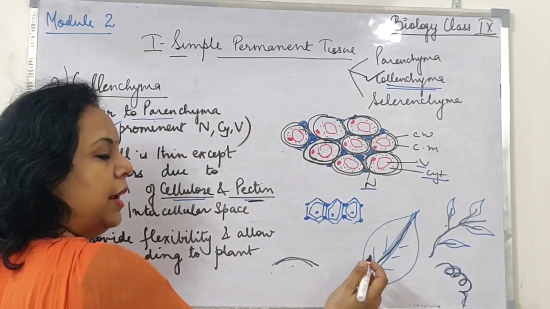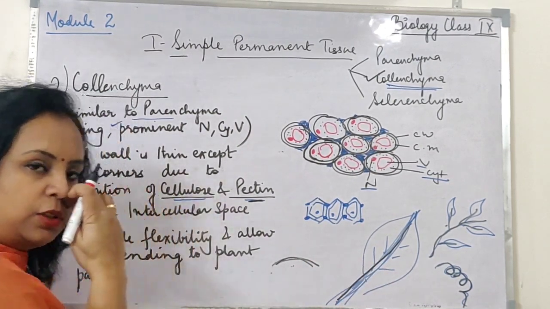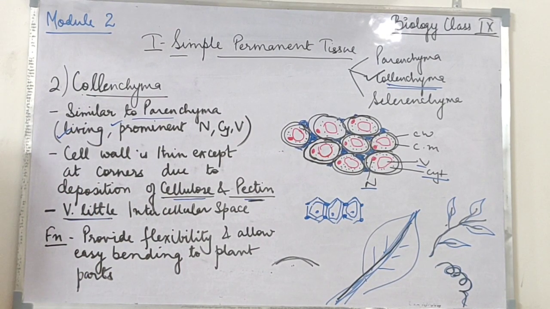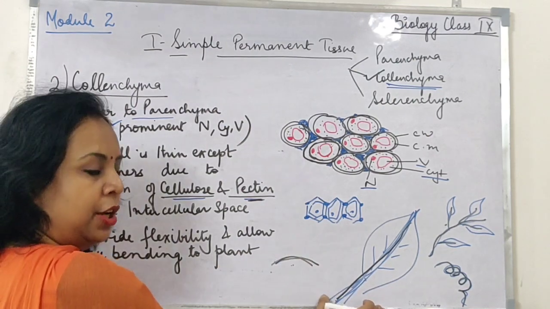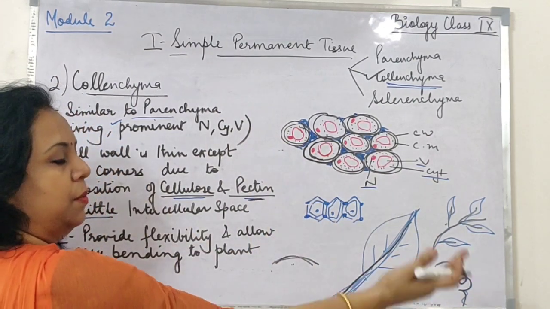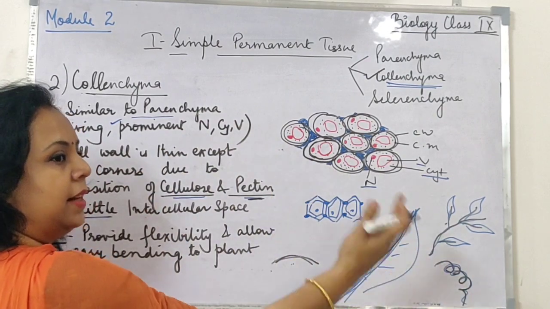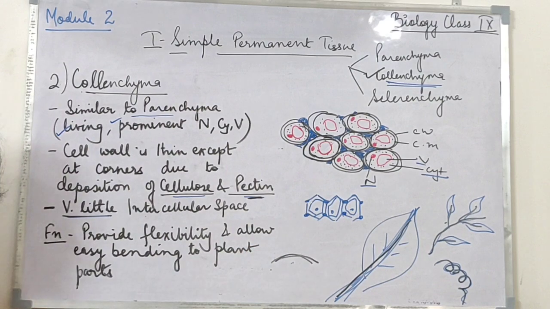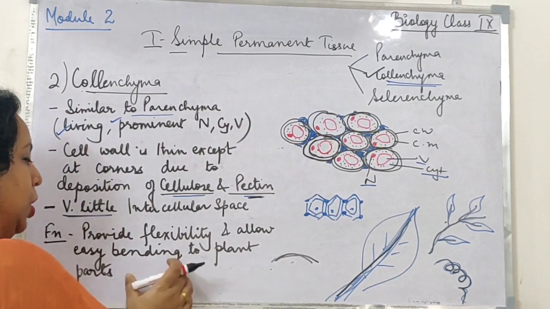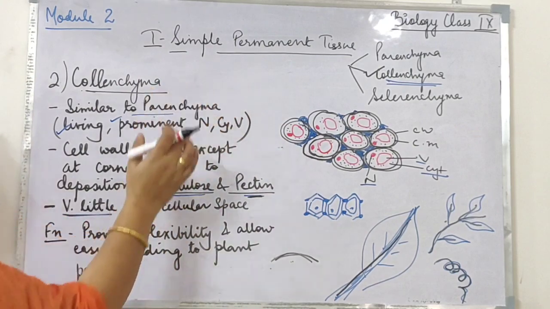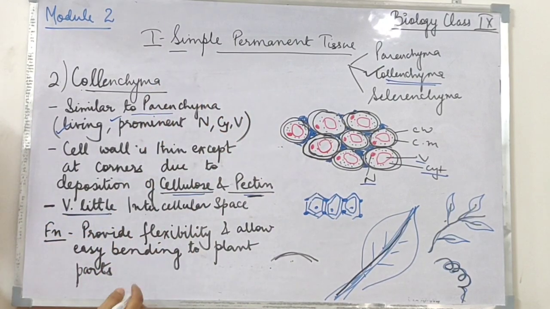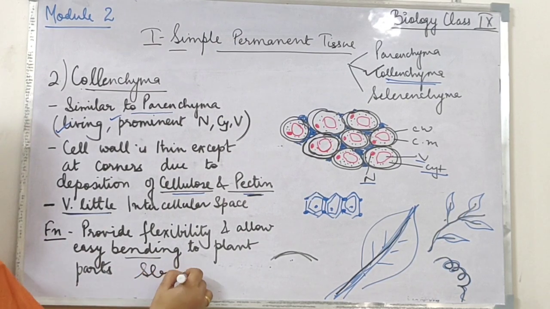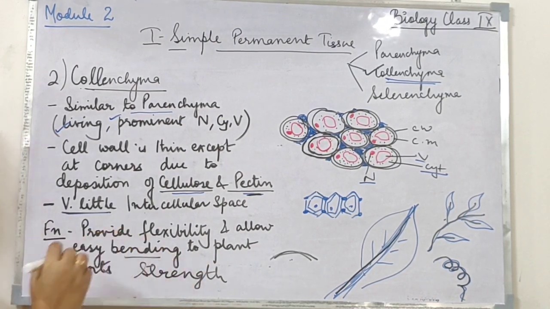And what does it do? It provides flexibility to the plant part. And what happens when there are strong winds or rain, these parts do not break. You must have seen the plants moving like this from here and there, even in strong wind, but they do not break their parts easily. So this is because of this particular tissue called collenchyma, which provides flexibility and allows easy bending. That means it provides strength to the plant.